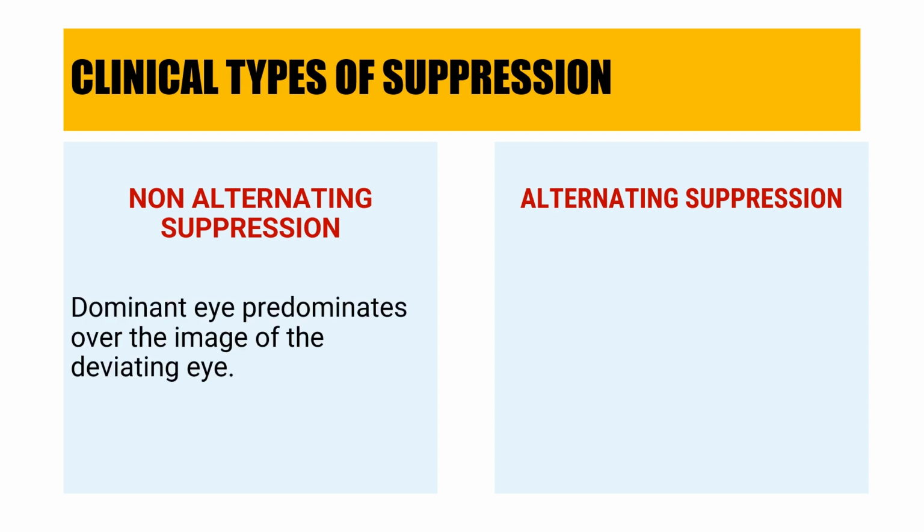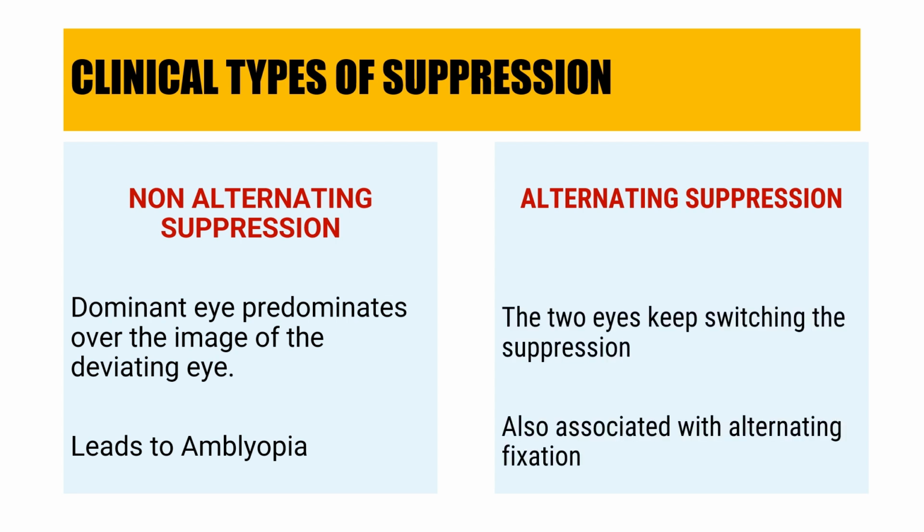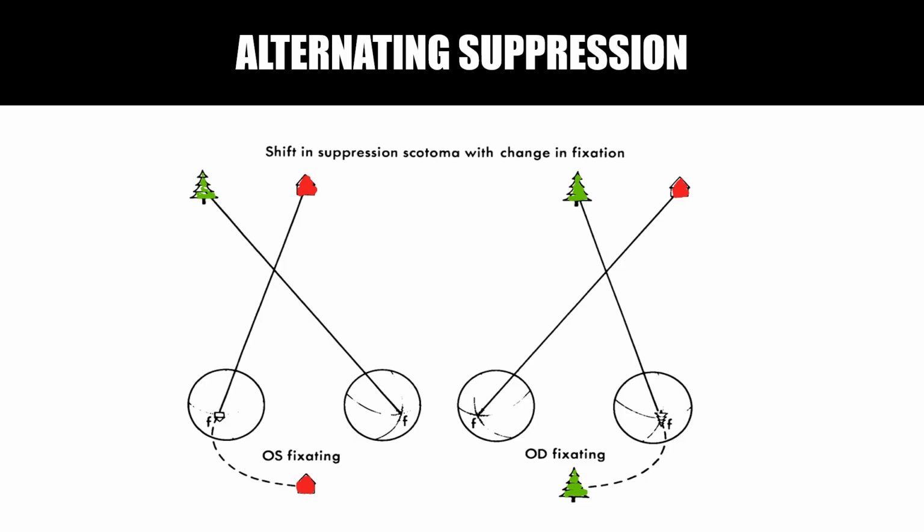Now, what is meant by non-alternating suppression? In non-alternating suppression, there's a clear-cut dominance of one eye, and that eye is going to predominate over the image of the deviating eye. And when there is this predominance of one eye, it usually leads to dense suppression, and that dense suppression ultimately causes amblyopia, that is, decreased visual acuity. Whereas sometimes there will be no dominance between the two eyes, and the two eyes keep on switching their fixation alternatively, and therefore the suppression also keeps on switching between the two eyes, and this is known as alternating suppression.